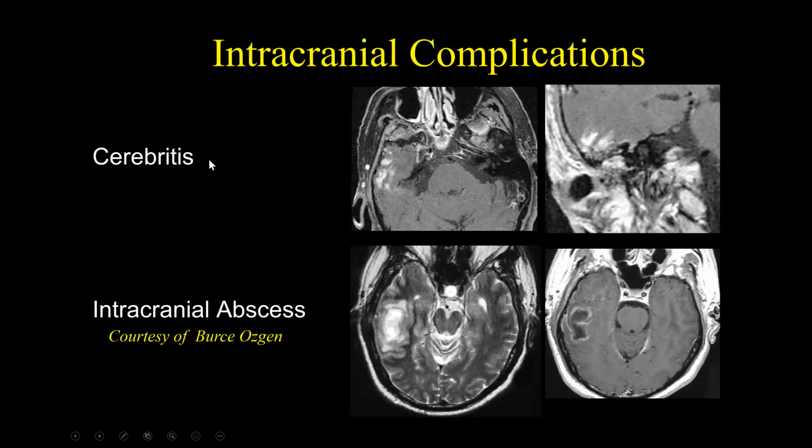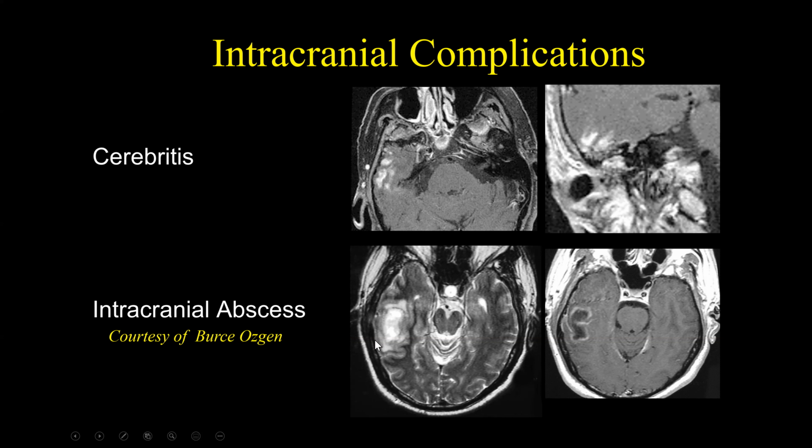Now, finally, what can happen is that if you have severe infections involving the mastoid air cells, this can result in a variety of intracranial complications. So this is an example of cerebritis. Here we can see abnormal enhancement involving the inferior portion of the right temporal lobe. Remember, the inferior portion of the right temporal lobe directly abuts the tegmen mastoideum. So anytime that you have a severe middle ear infection, it can extend superiorly into the inferior portion of the temporal lobe, giving you the complication of cerebritis.